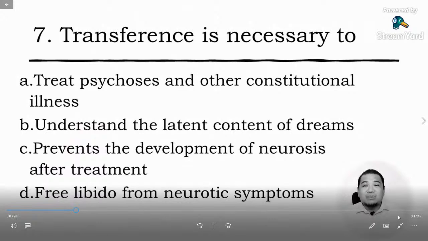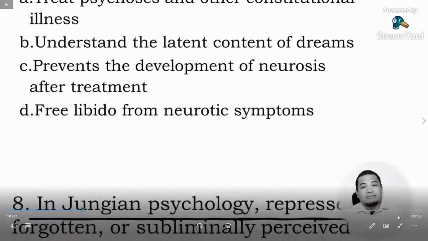Number 7. Transference is necessary to A. Treat psychosis and other constitutional illness. B. Understand the latent content of dreams. C. Prevent the development of neurosis after treatment. Or D. Free libido from neurotic symptoms.